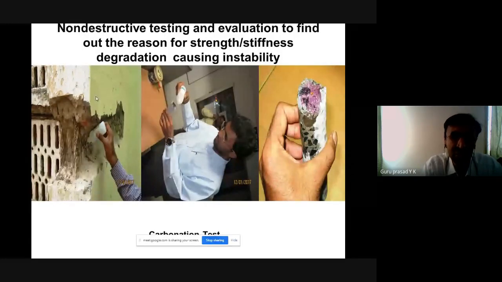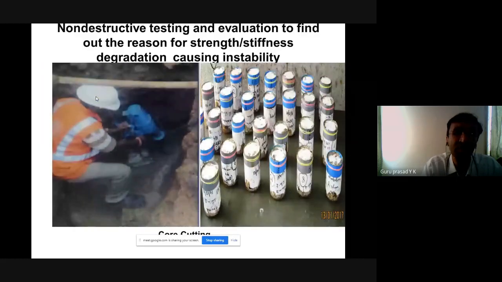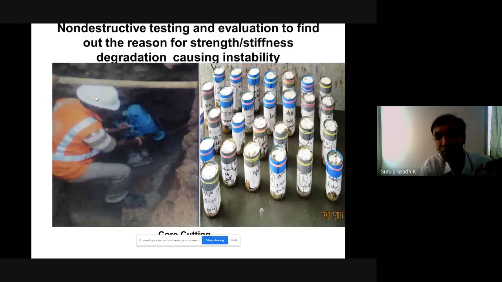This is the carbonation test which has been performed to know the amount of carbonation which has taken place in concrete. I will explain that to you. I'll come back to it. This is the core test of the foundation. This is the foundation, that is an isolated footing which has been cast. A core test is being done where core samples of the particular concrete have been extracted and capped. I'll explain that. It has been capped for testing.